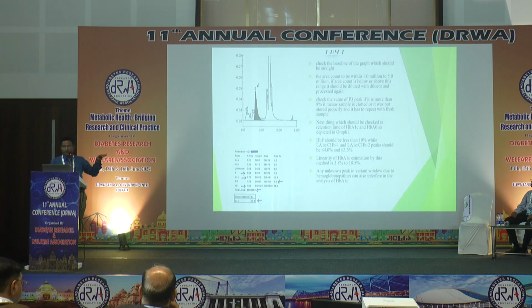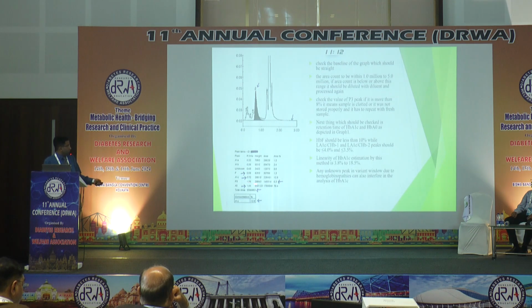If it is very irregular, there is again an assay effect. The area count should be 1 to 5 million. From here to here you can see it is 2.8 or something like that, so it is less than 5 million. If the area count is below or above this range, the sample should be diluted with the diluents and processed again. So it is erratic again. If you find that the value is more than 5,000 or less than 1,000, you discard the graph and don't accept the result. Similarly, there is a P3 peak.